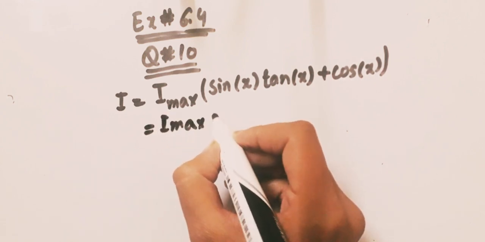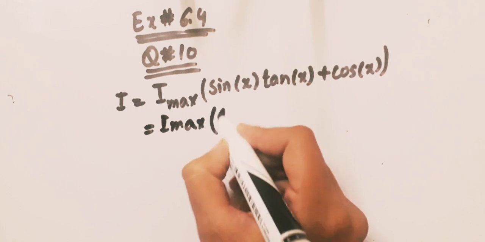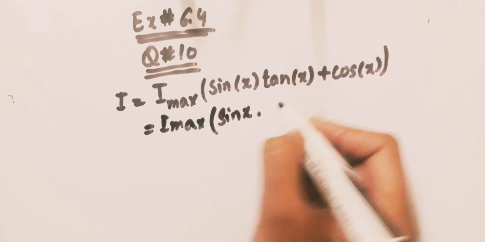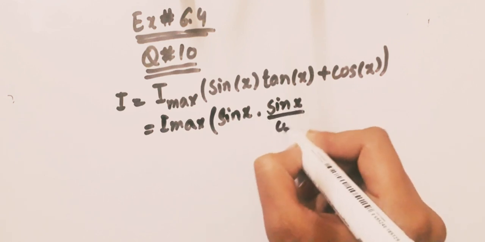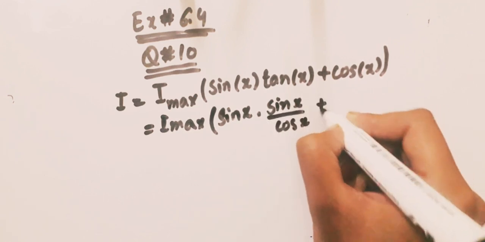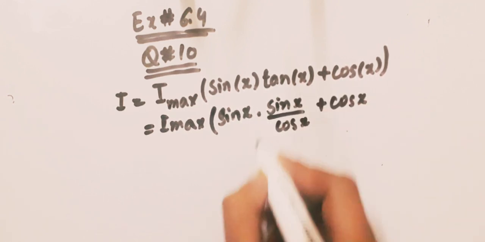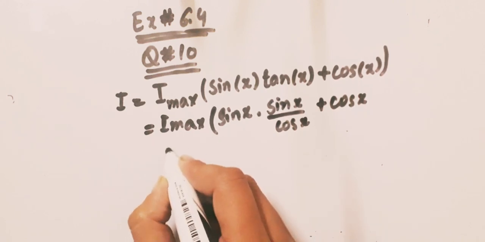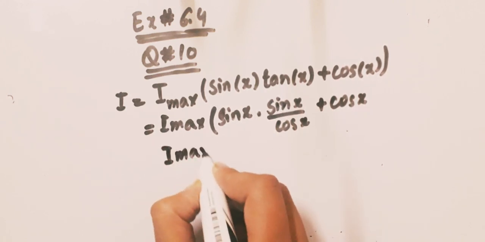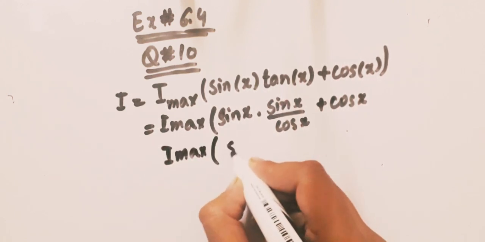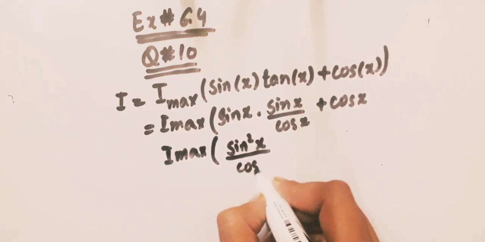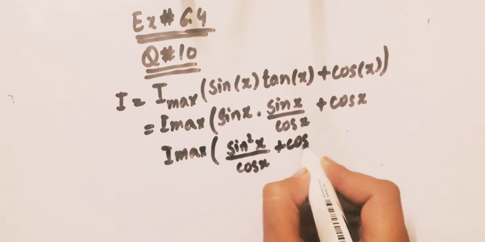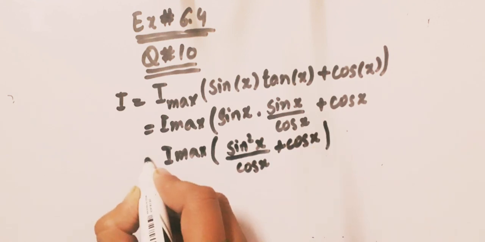I maximum sin x into tan x, which is equal to sin x by cos x, plus cos x. So it will become sin square x by cos of x plus cos of x. Now we will take the LCM of this.